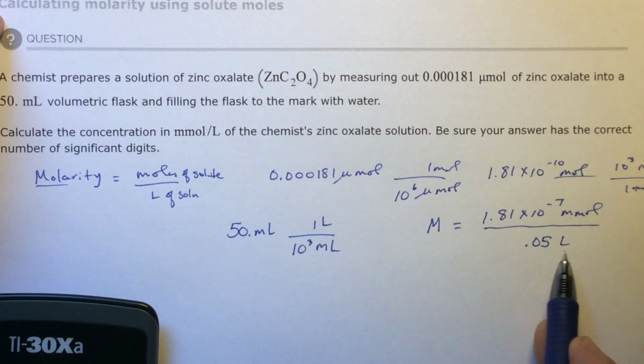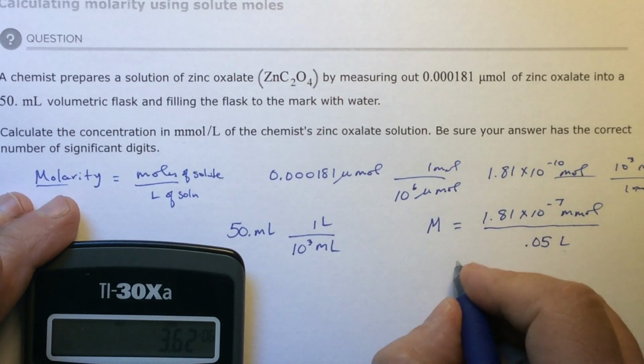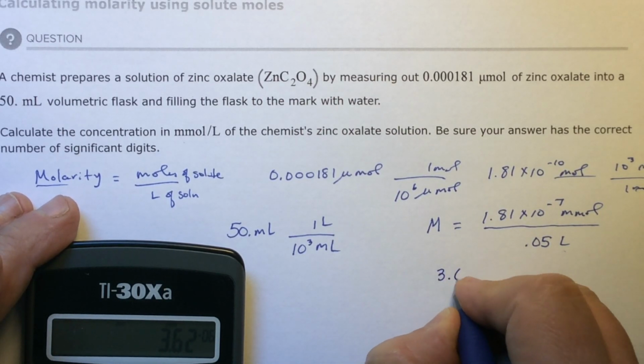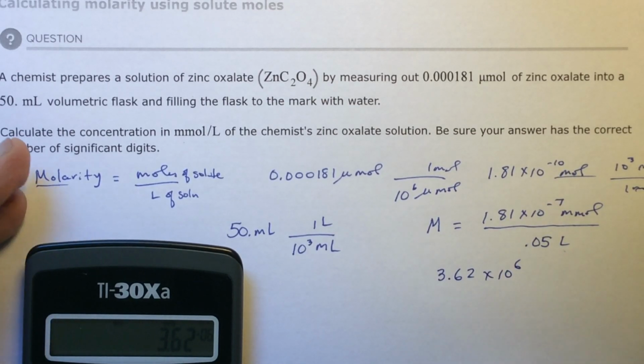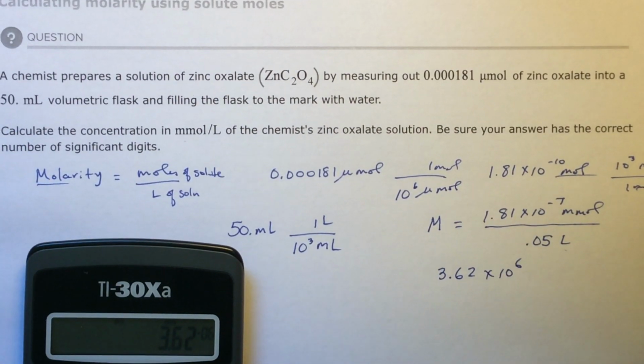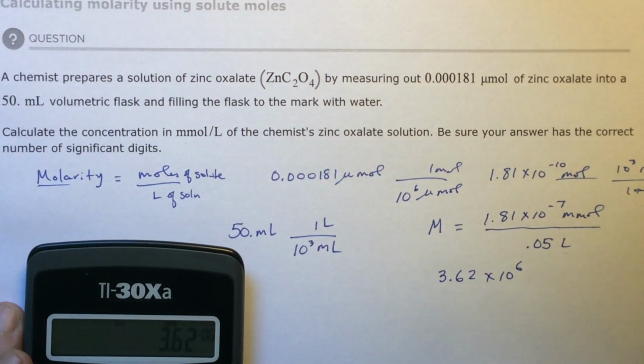I have that over that. That's what this is. So all I'm going to do is do the math. 1.81 times 10 to the minus 7 divided by 0.05 equals, my calculator says 3.62 times 10 to the minus 6, but my spidey senses say never trust the calculator until you look at how many significant digits you need.